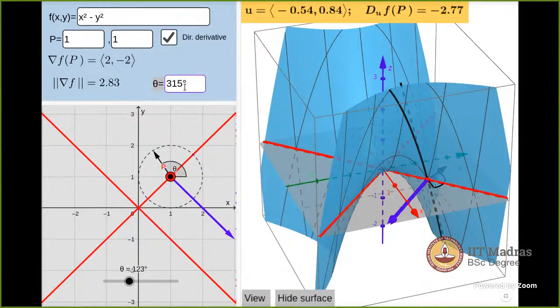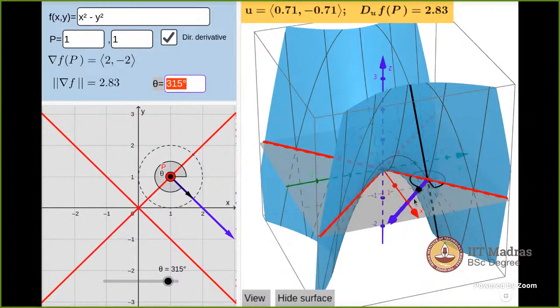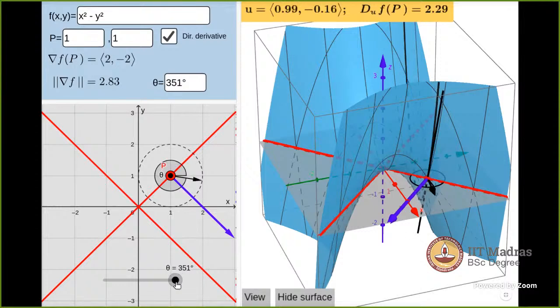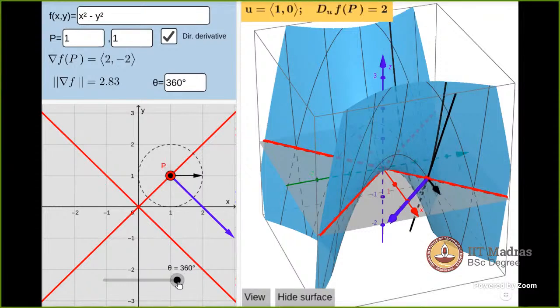Let's see. This blue vector is your gradient vector. Now along that direction, I am taking my directional derivative. It is giving 2.83. So what we have seen is that this should be the maximum value. If we go beyond that, the value will decrease, as we can see, right? It decreases to 2 when I am coming to 360 degree.